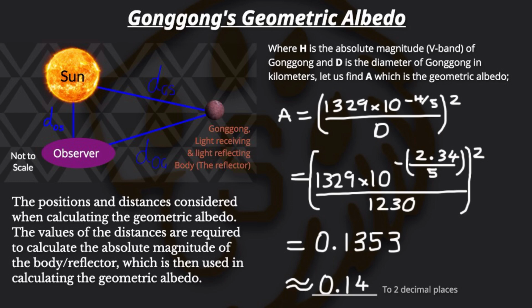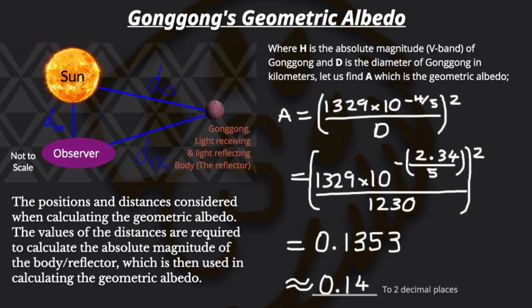Meaning that, because 1 means it's a perfect reflector, it reflects all the light that comes from the sun, and 0 means that it's pitch black, it absorbs all the light that comes from the sun. So 0 means that it absorbs all the light, 1 means it reflects all the light. That gives us the scale on which we can see where the different planets lie.